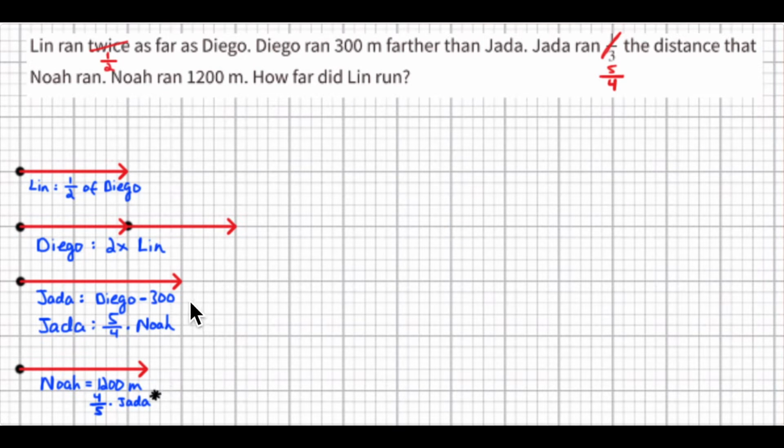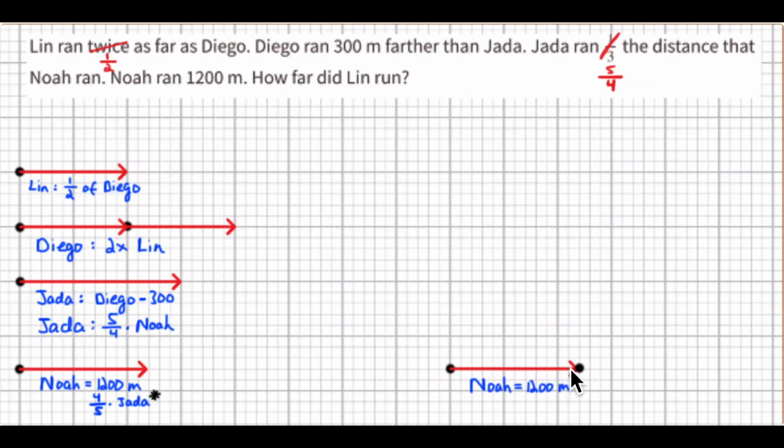And so I'm going to go into this reciprocal relationship, or multiplicative inverse, or inverse relationship, a little bit more in a moment. But Jada ran 5/4 the distance that Noah ran. That means that Noah ran 4/5 the distance that Jada ran. So Jada ran farther than Noah, 5/4 of Noah's distance. So this is drawn to scale.